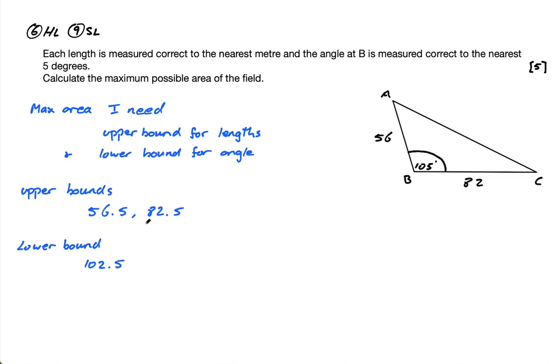So these are the upper bounds for the lengths. This is the lower bound for the angle. And now I just use my area formula, which is a half ab sin C. Remember, this does not apply to this particular triangle, so it's just this side times this side. So 56.5, remember we're using these, times 82.5 times sine of this 102.5 degrees.